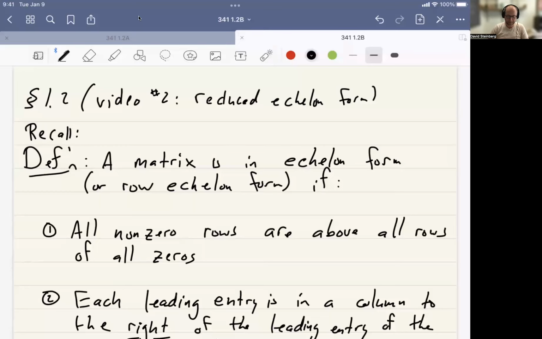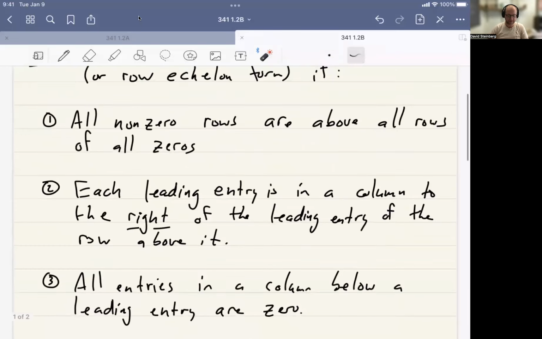So recall from last time, echelon form means that for the matrix, all non-zero rows are above all rows of all zeros. Two, each leading entry is in a column to the right of the leading entry of the row above it, so that it cascades from top left to bottom right. And then all entries in a column below a leading entry are 0.